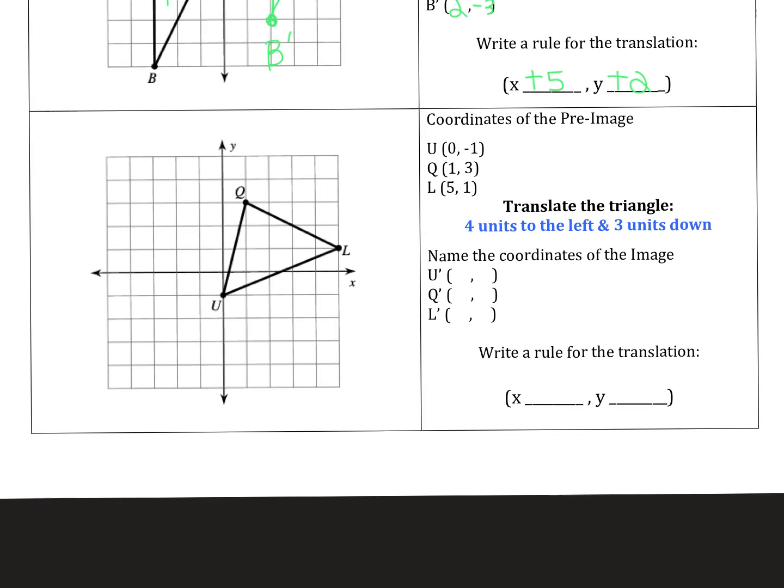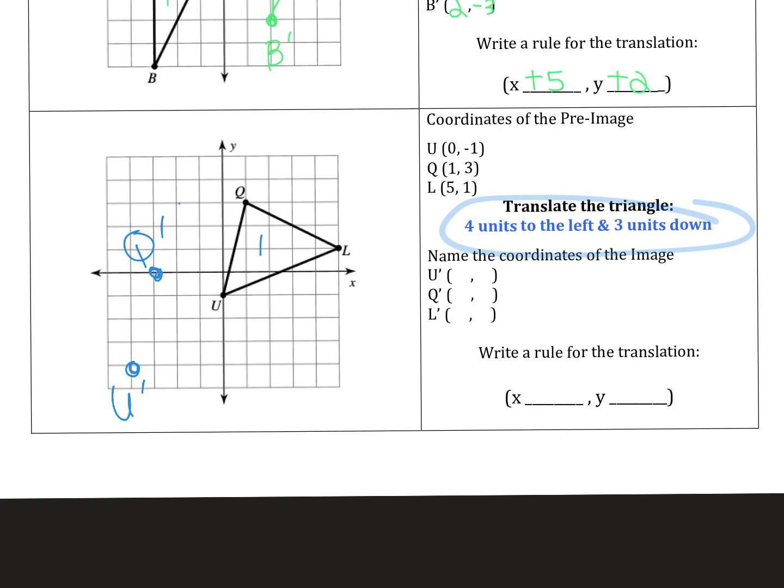Okay, so the next picture. This is picture number 1, and my points are there. This time, I'm going 4 to the left and 3 down. So I'm going the other direction. 1, 2, 3, 4 left, 1, 2, 3 down. That is my new U. Notice I put the little prime on the U. Now I'm going to go with Q. 1, 2, 3, 4 left, and 1, 2, 3 down. Q prime. And the last one is L.